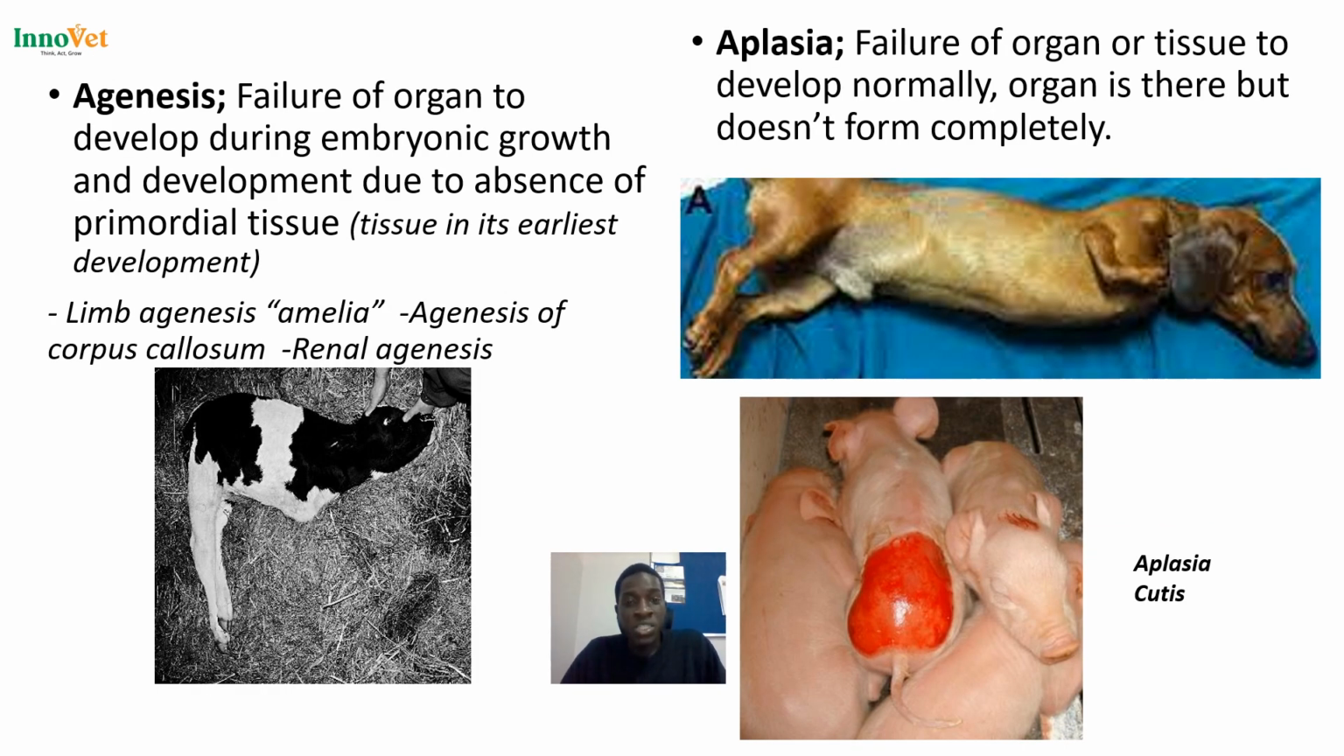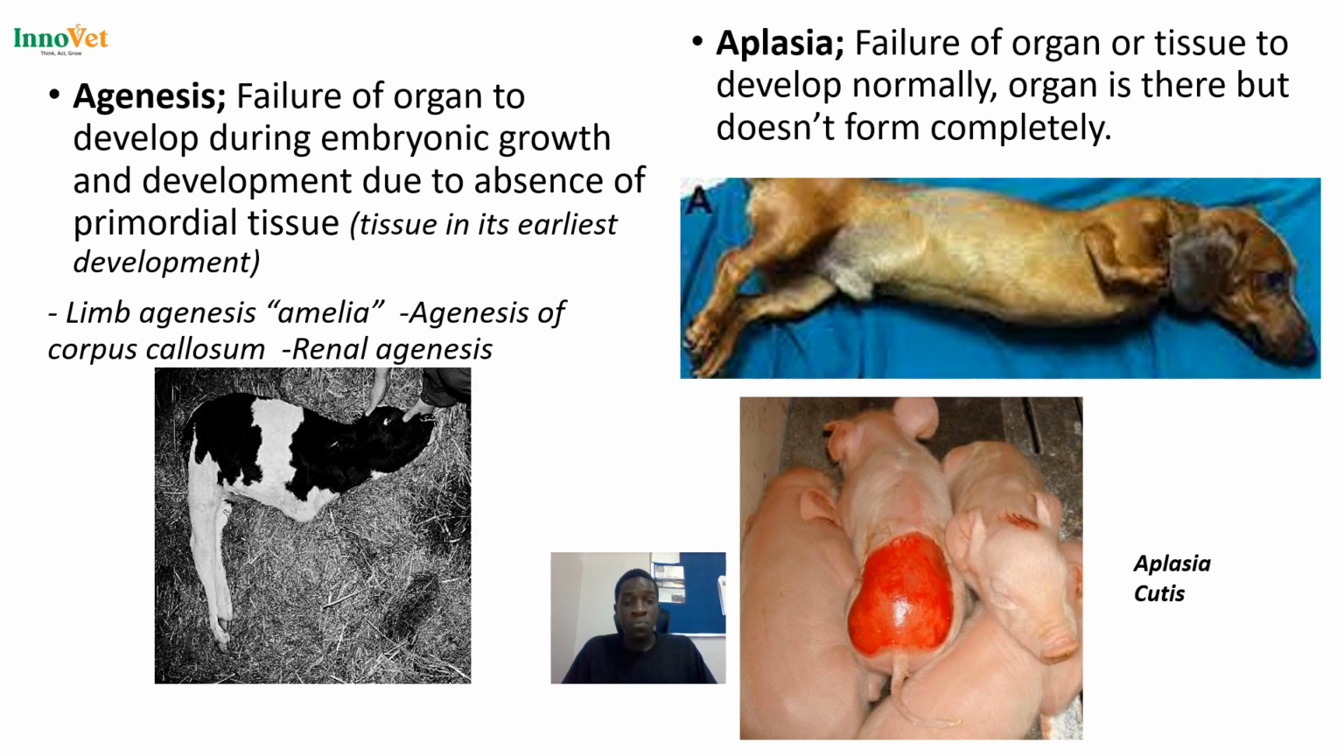So the following shall be some of the common developmental anomalies that we can experience in the animals. The first being agenesis. Agenesis is the failure of the organ to develop during embryonic growth, and this is due to the absence of the primordial tissue. These primordial tissues are like the templates. They are like those tissues from which the organ is in its earliest development. So when the organ is lacking this template tissue, it will not have the ability to develop, and therefore we shall miss it in the full development.